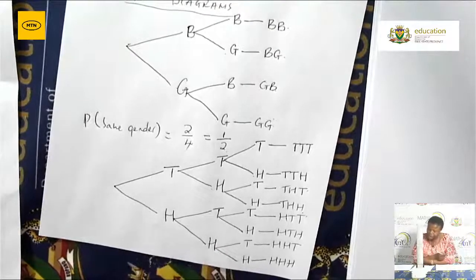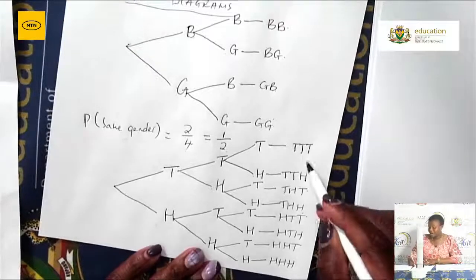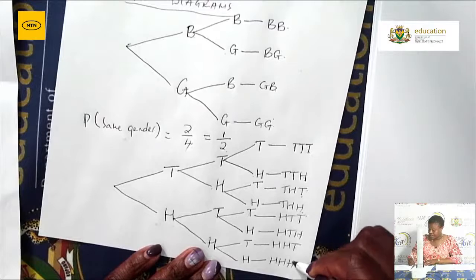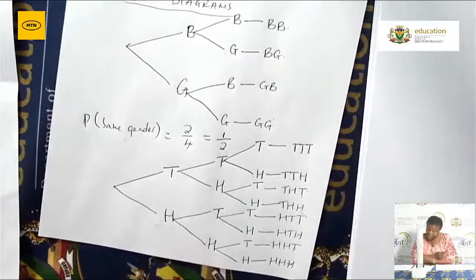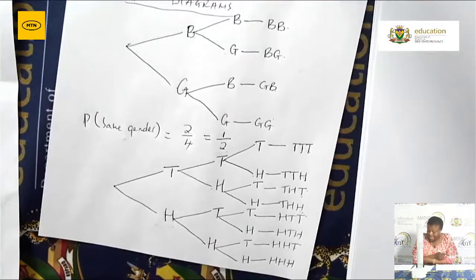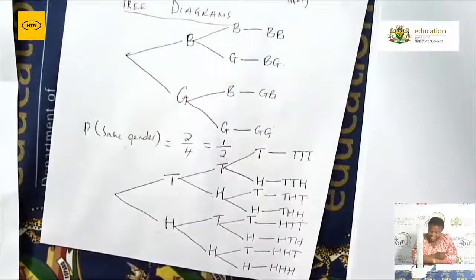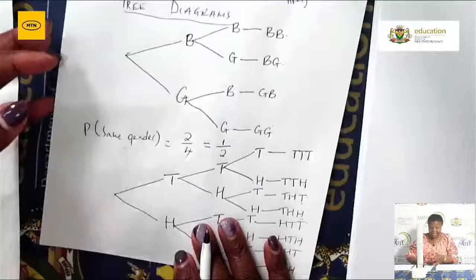And then you have to count now how many outcomes, because the question said how many outcomes are there if you toss a coin 3 times. So the possible outcomes you count is 1, 2, 3, 4, 5, 6, 7, 8. So there will be 8 outcomes. That is about probability on a tree diagram.